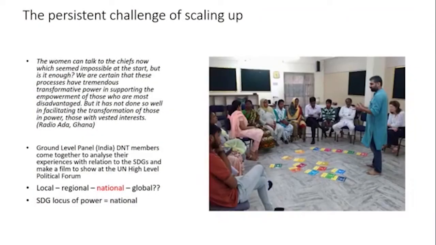So there are missing actors, and then there are alternative allies. In some places, social movements, networks, and the church in Uganda have been a big ally in some contexts. So just to end on the persistent challenge of scaling up, we've tried different ways of getting messages upwards, like holding a national event in each country and engaging with the media. In Ghana, it has worked very well because they use community radio and have networks into national media and community radio networks across the country.